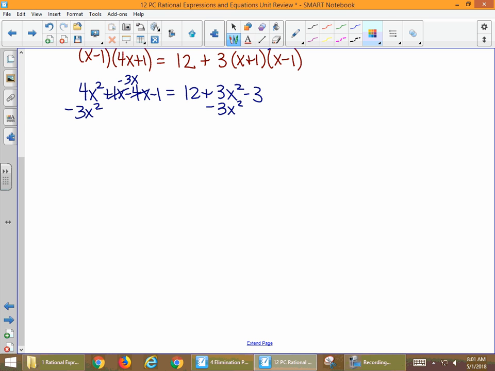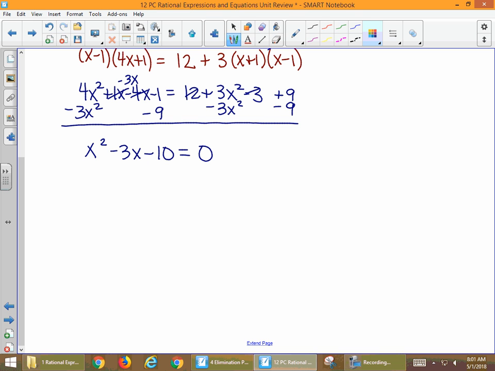Oh, and over here I had 12 and negative 3, so that's going to be a positive number. So that's what I'm going to be bringing to the other side of the equation. Sorry, that got really ugly there, but it's going to be pretty here in just a second. 4x squared minus 3x squared is just x squared minus 3x minus 10.